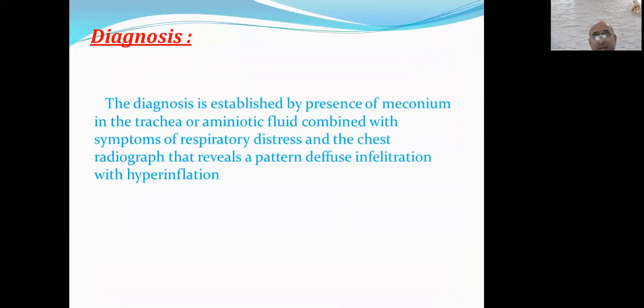Diagnosis: established by presence of meconium in the trachea or amniotic fluid, accompanied by respiratory distress. Chest radiograph helps to show different degrees of infiltration and hyperinflation. But the most important is the presence of meconium in the amniotic fluid, or staining of the umbilical cord, or even the nail.